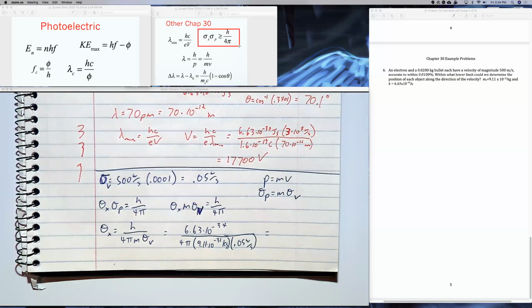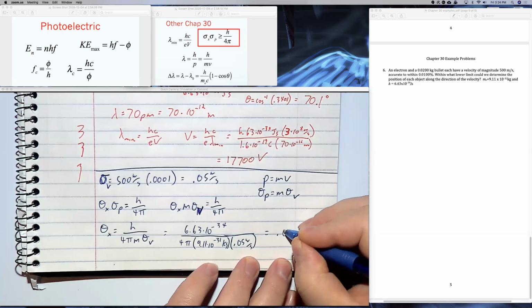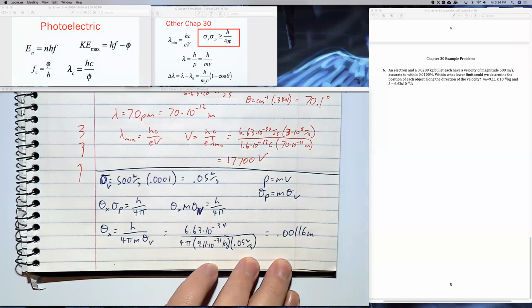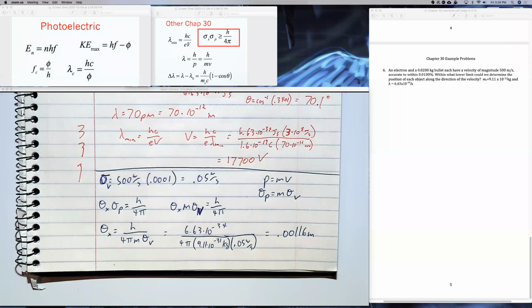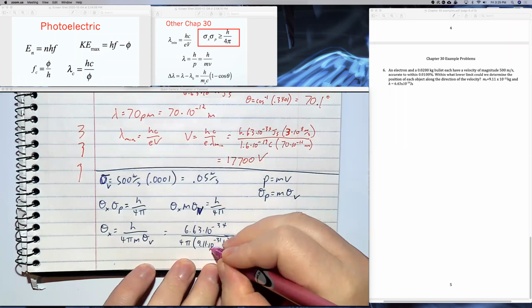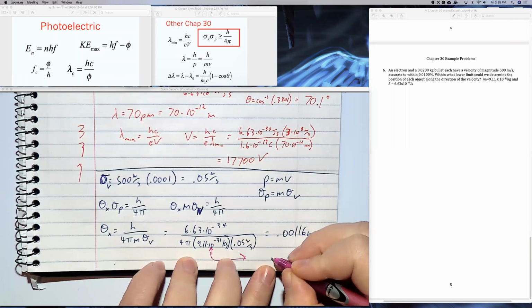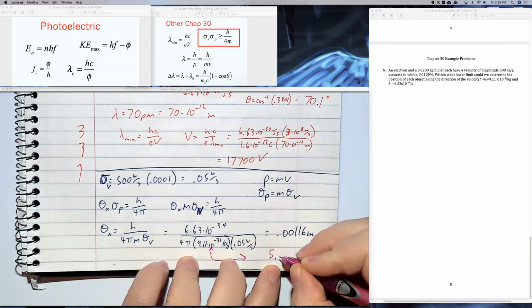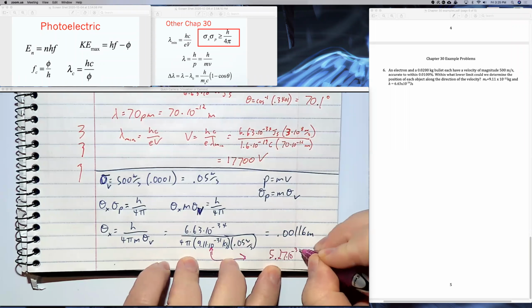There's something wrong with my answer here. Oh, I did the bullet first. That's why it confused me. And you get 0.00116 meters. I probably need to answer that, but that's still in class. If you wanted to do it for a bullet, you would just replace this number with the mass of the bullet, and you'll get instead 5.27 times 10 to the negative 32nd meters.